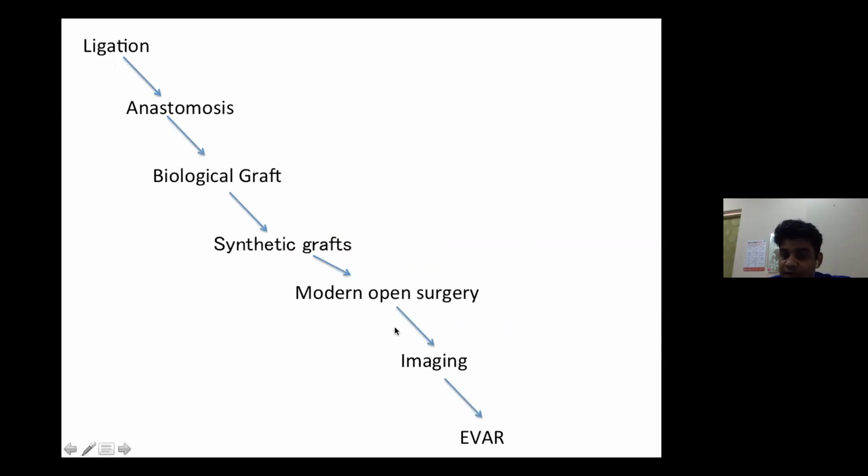And then we have fantastic imaging like CT angiogram, which can exactly tell us the size, location, and the vessels coming out of this aneurysm. And then we can plan our EVAR. That is how this evolution of the therapy has happened.